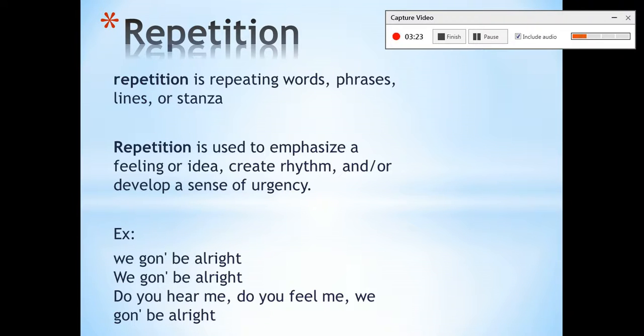For songs, we know the chorus is usually repeated. So mostly the stanza in a song that is repeated will be the chorus. It can also just be words that are said over and over again. So like I said, repeating words, phrases, lines, or stanzas.